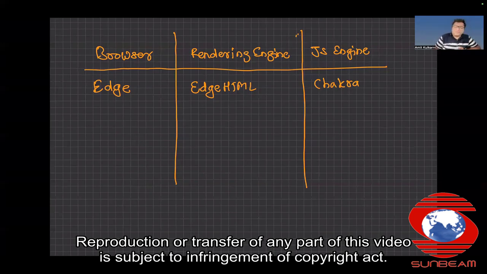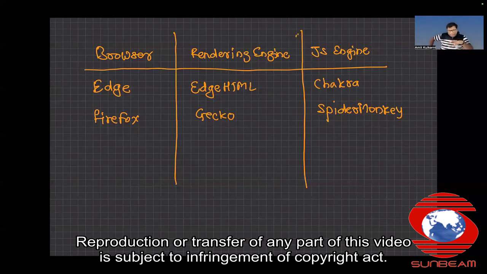Next one, let's start with Firefox. Firefox's rendering engine is called Gecko, and the JavaScript engine is called SpiderMonkey. SpiderMonkey is one of the first JavaScript engines which converted JavaScript applications from interpreted to compiled. Today, the JavaScript that you are writing is not an interpreted language. It is a compiled language which gets converted into WebAssembly and will be executed by using the V8 engine in a second.